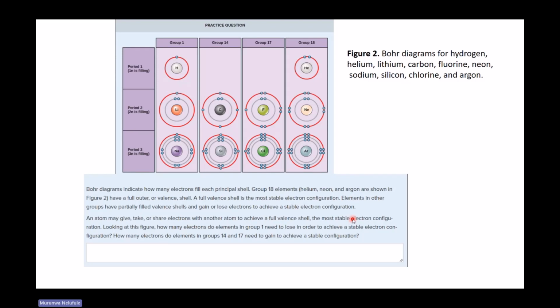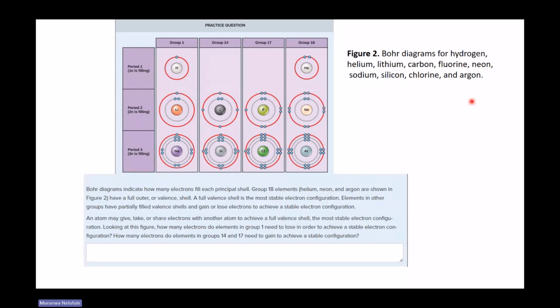Group 18 elements, which is helium, neon, and argon, are shown in figure 2 and have a full outer or valence shell. A full valence shell is the most stable electron configuration. Elements in other groups have a partially filled valence shell and gain or lose electrons to achieve a stable configuration. An atom may give, take, or share electrons with other atoms to achieve a full valence shell. The most stable electron configuration, the most stable electron configuration.